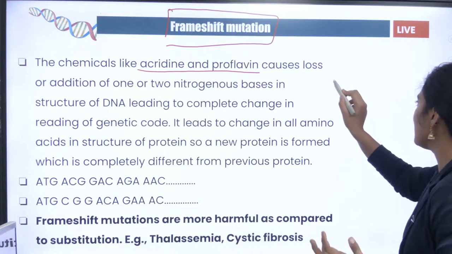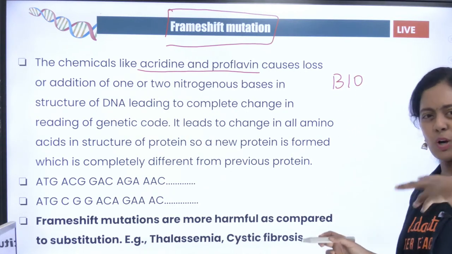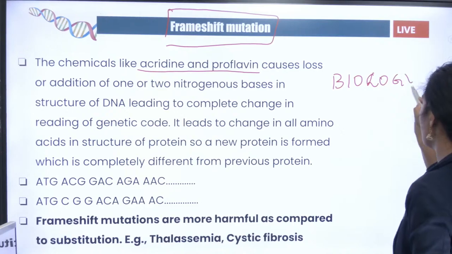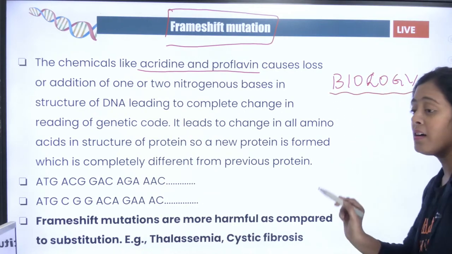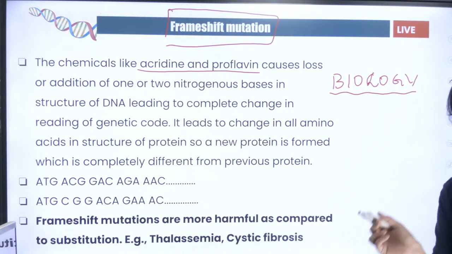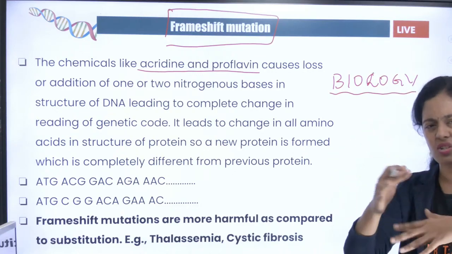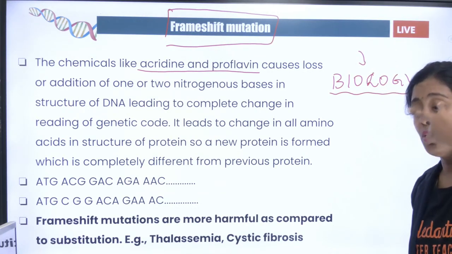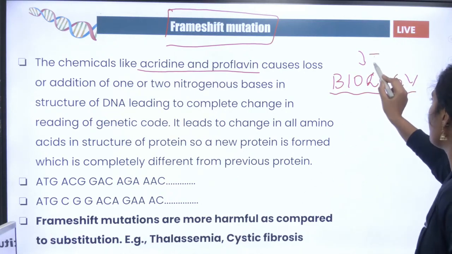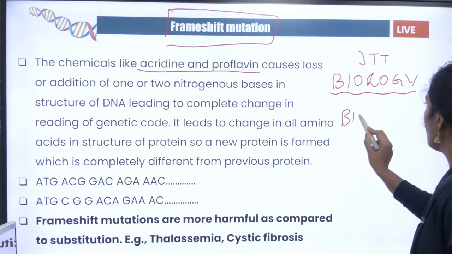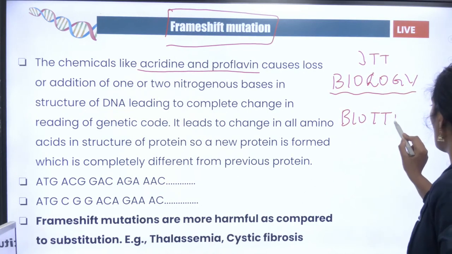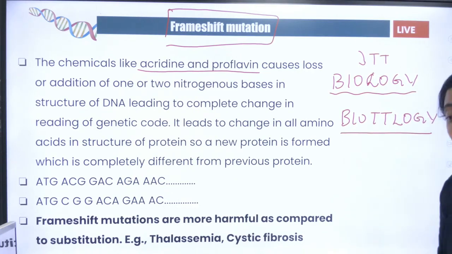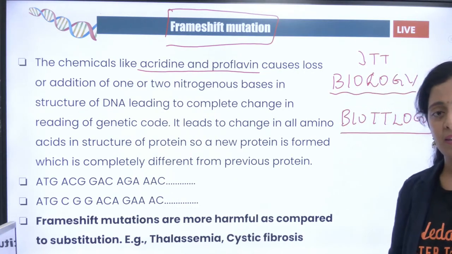Okay, so let me take this. I even took this example when I taught molecular basis of inheritance. Okay, take an example like a biology sentence. Imagine these are the base pairs or nucleotides present on the DNA. Just imagine, hypothetical. Okay, now here I add two new nucleotides. Okay, so what will happen? The entire meaning is changing, correct? The entire meaning is changing.